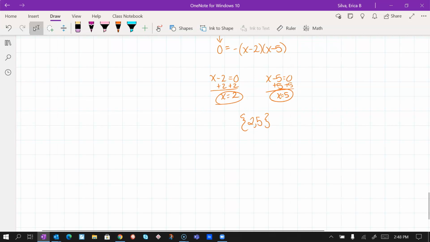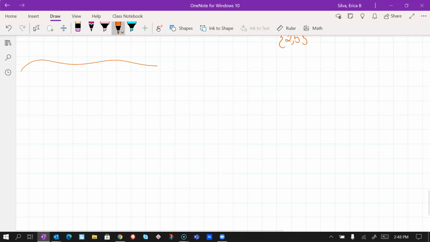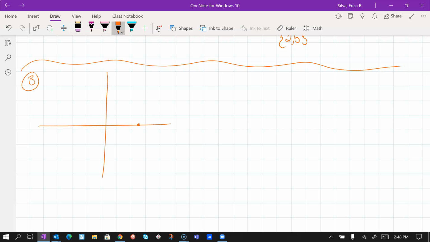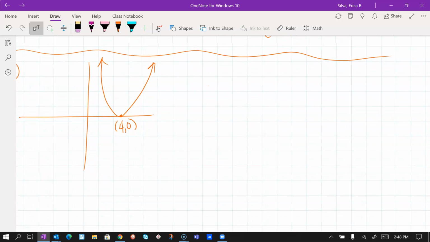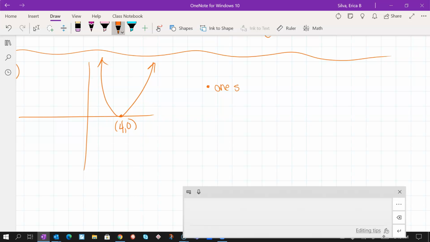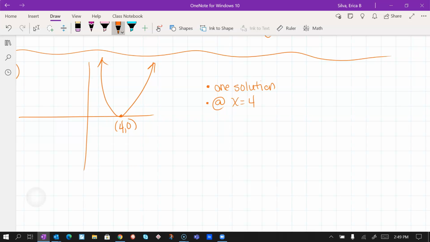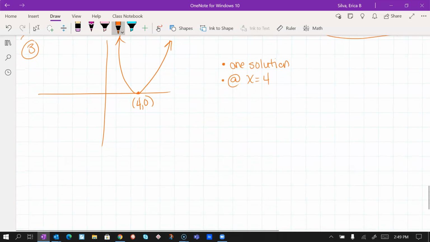Okay, let's do 2 more. Second to last one. This one is only going to have one solution. And remember, my solution is at my vertex. So this one has one solution, and my solution is at x is equal to 4. Now this one's written a little bit differently because it only has one solution. It's like your solution is going to be 4 twice. So it's like the same solution.